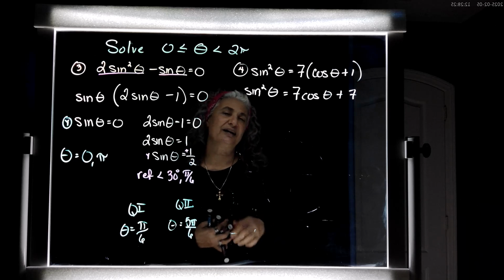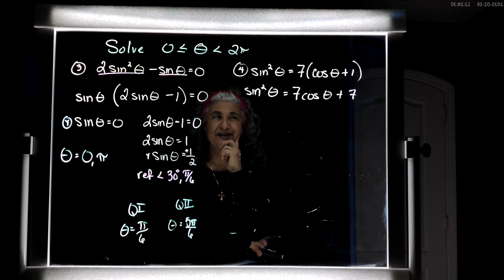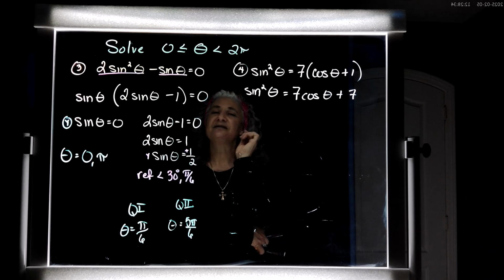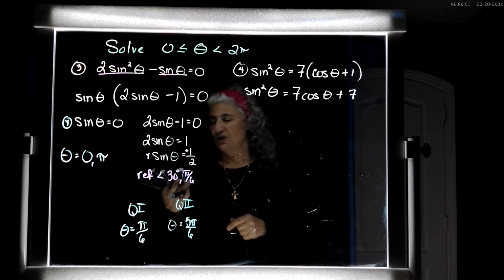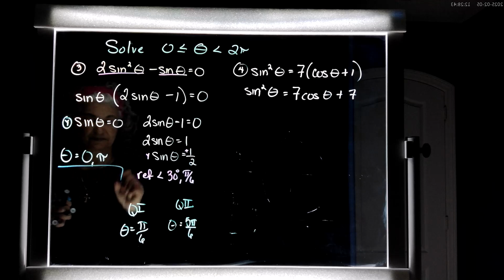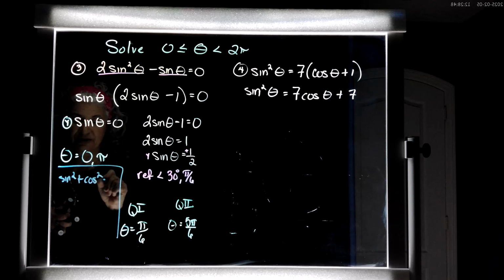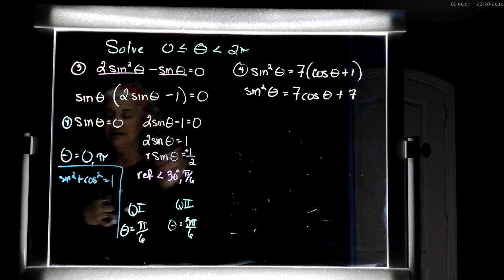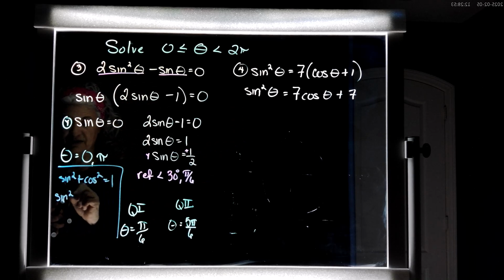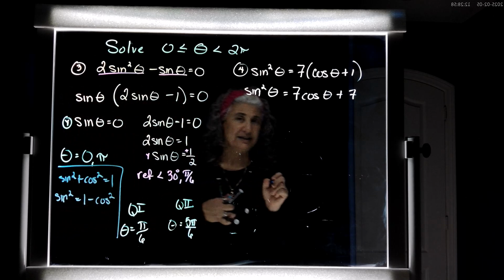So it's thinking of the Pythagorean trig identity. Do you remember the Pythagorean trig identity that involves sine squared? Good. Sine squared plus cosine squared equals 1. Excellent. Which means, I'm going to put it over here so you can see it: sine squared plus cosine squared equals 1. To get sine squared by itself, I would do 1 minus cosine squared, right?